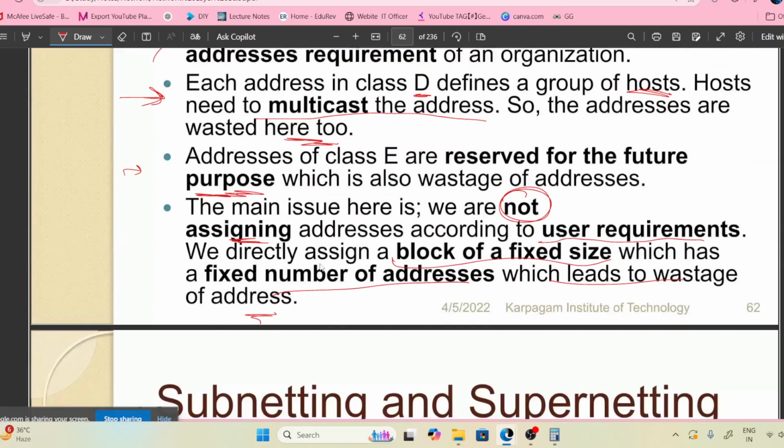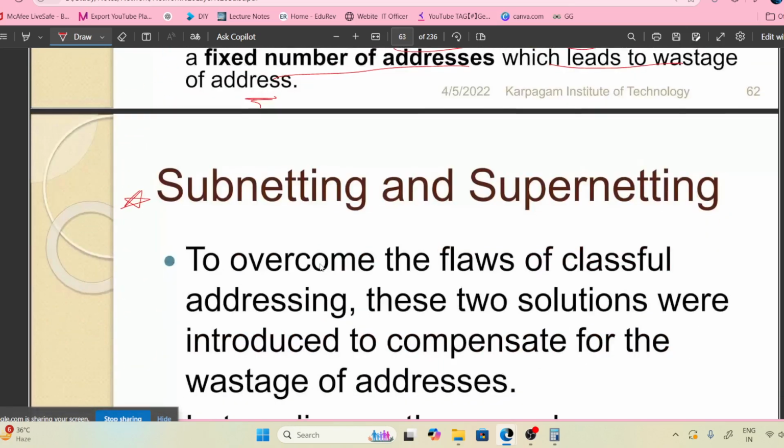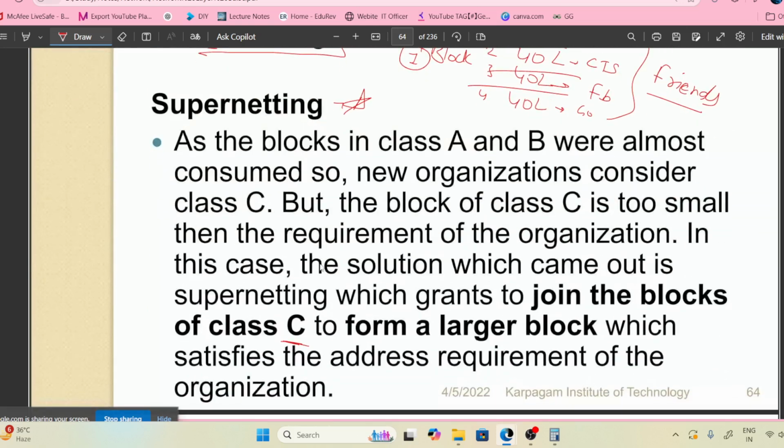I am a CEO and I need 500 IP addresses. I will say, hey, I have a class C block which has 256 IP addresses. So I can combine, or I can take a block from another and combine them, and I can fulfill the need. So I can give him 512 IP addresses. I can give him two blocks instead of one. You can combine block to block and give him. So this is the main concept of supernetting and subnetting.